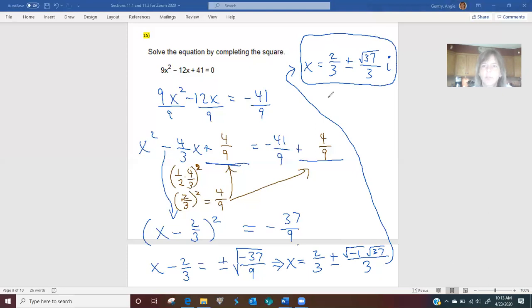Because when you have a complex number, it has to be a plus bi, meaning a real part and an imaginary part. They have to be separate. If it doesn't have an i, then you can put it all over 3.